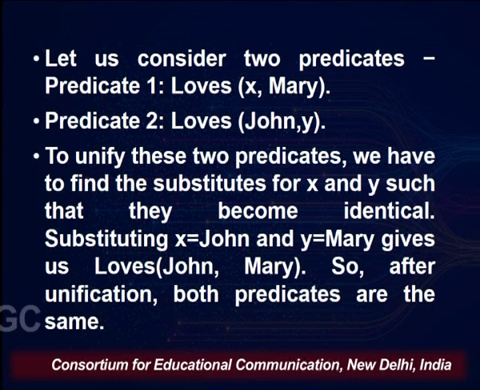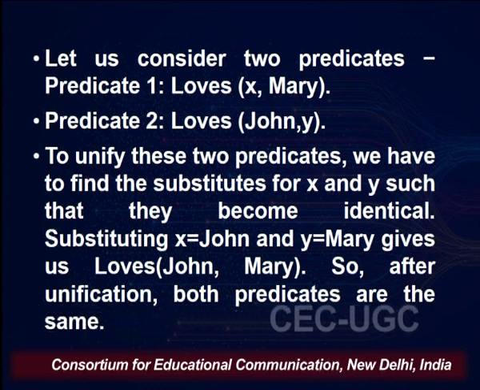Now, if we want to unify these two predicates, we have to find the substitutes for x and y such that these two predicates will become identical. If we substitute x equals John and y equals Mary, it gives us loves(John, Mary), which is a correct proposition without any variable. We have used the process of unification, in which substitution of variables is done in order to make the two predicates identical.